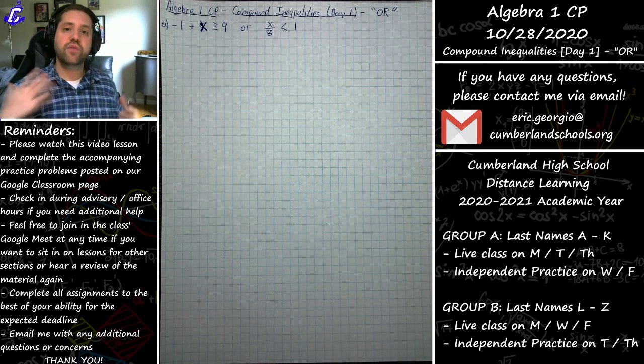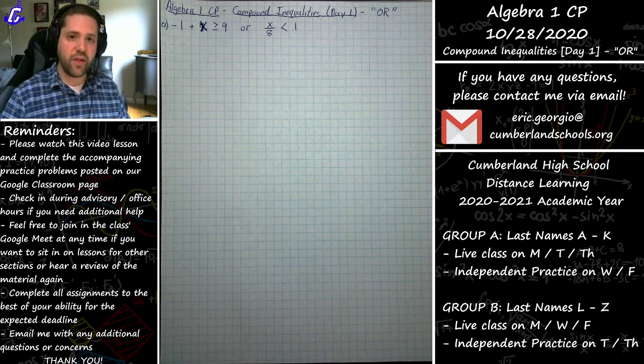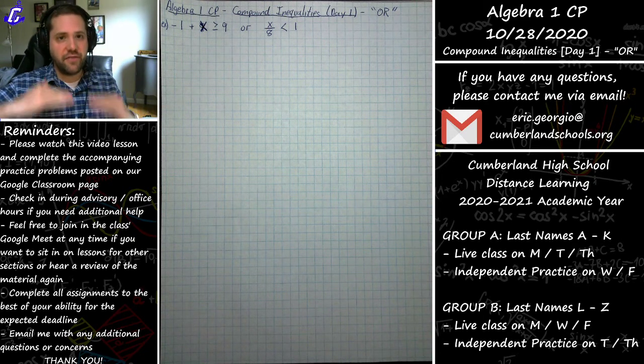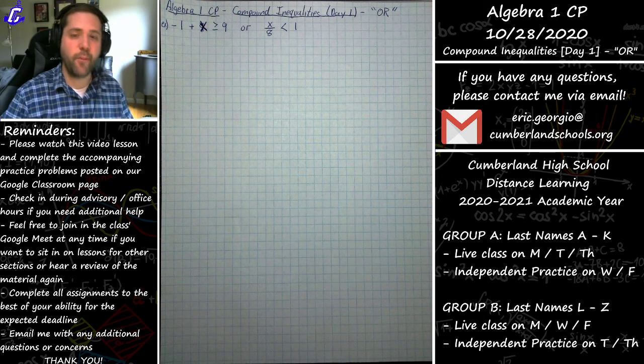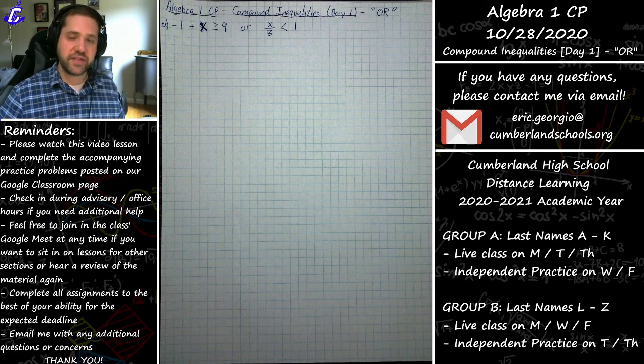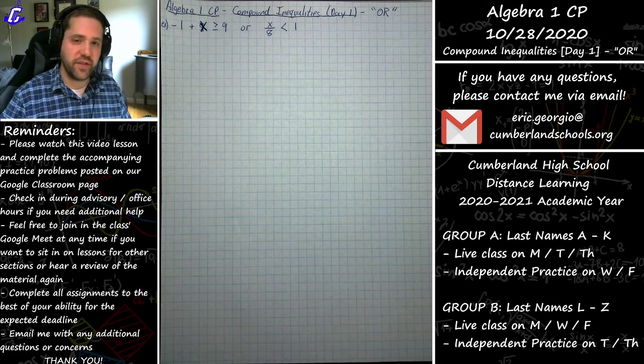However, when we're representing our solutions on a number line, we have to be mindful of the fact that we're going to account for both inequalities simultaneously. So the solving is going to be very similar, the graphing is going to be a little different.